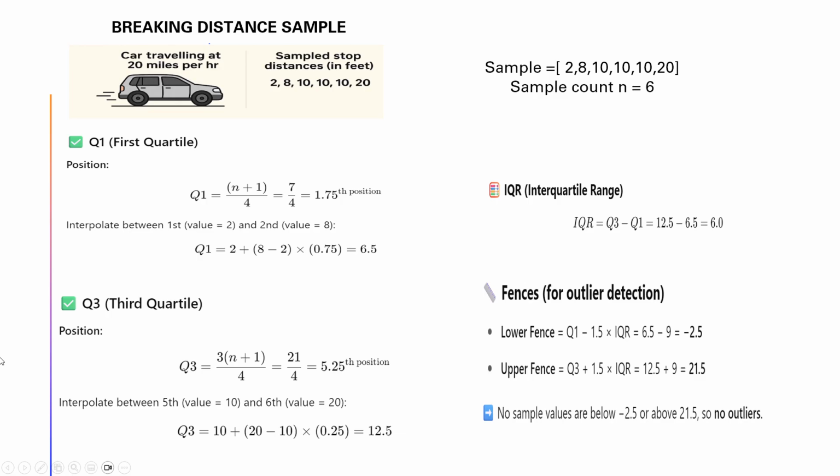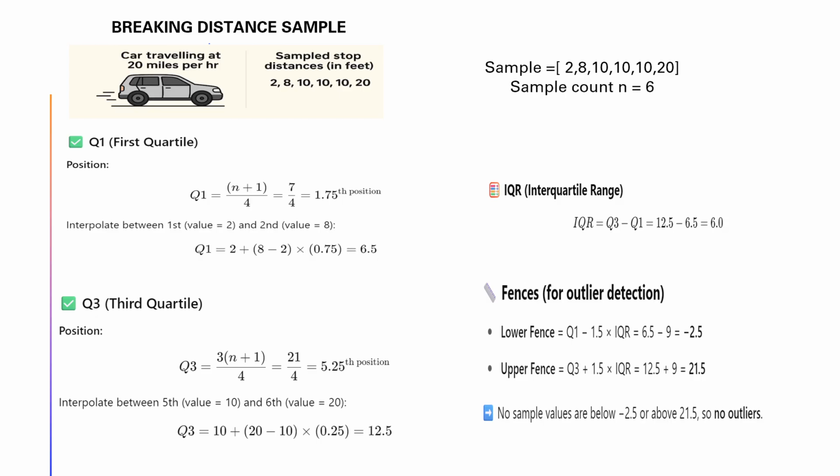And next we have the first quartile. First quartile is the (n plus 1) by 4th position, and it is the 1.75th position, which is 2 plus 0.75 times the difference between the second and the first position, which works out to be 6.1 for Q1.